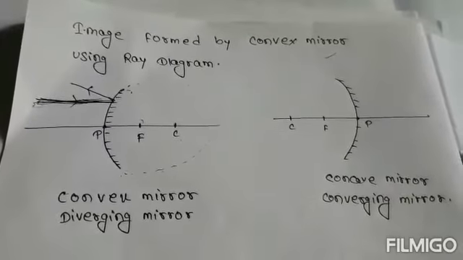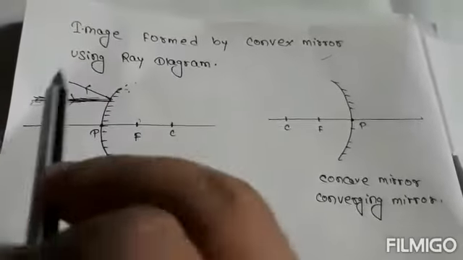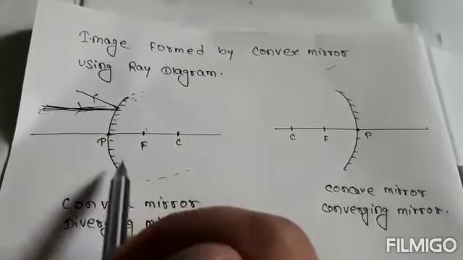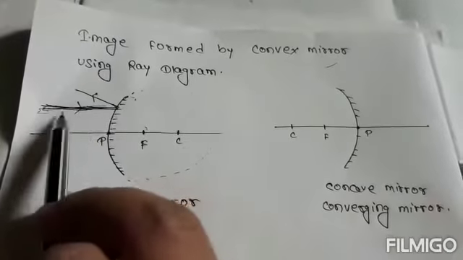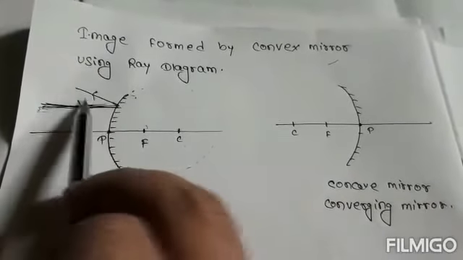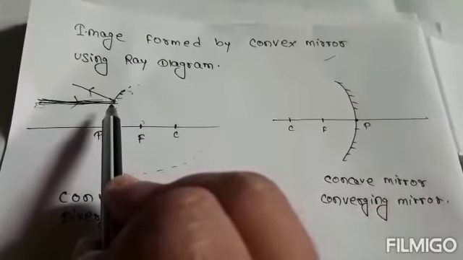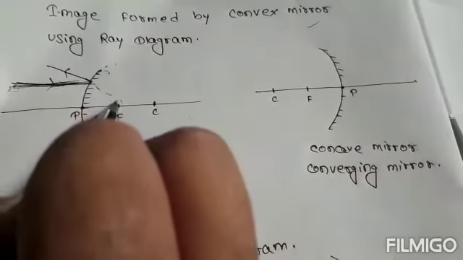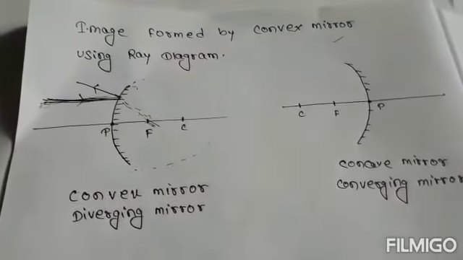As we all know that convex mirror is a diverging mirror. So when a ray of light parallel to the principal axis is incident on the reflecting surface of the convex mirror, then it diverges like this. This is the incident ray and this is the reflected ray. If we extend or produce the reflected ray backside behind the mirror, then it passes through the focus like this.